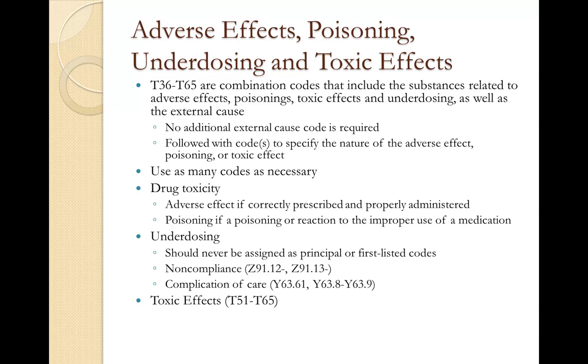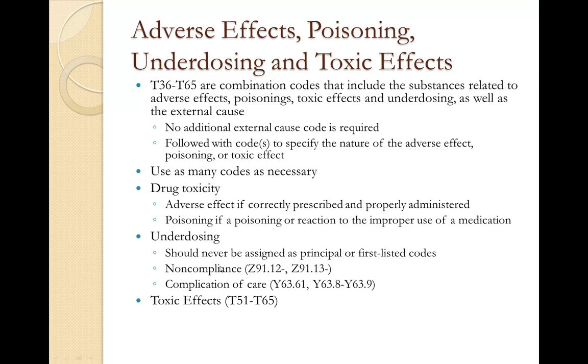You do need to use as many codes as is necessary to indicate, so if the patient took multiple medications that caused problems, then you want to use a code for each of those medications. If the documentation indicates drug toxicity, if it occurred with medication that was prescribed and taken appropriately, then that's an adverse effect. If it was improper use in some way, so it was not prescribed correctly or they took it with something else or they didn't take it right, then that would be a poisoning. And then we do have an underdosing column as well. This actually shouldn't be a principal or first listed diagnosis. That's going to be an additional code.